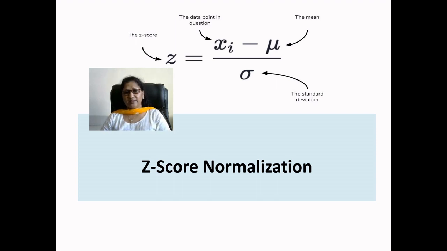The next type of normalization is Z-score normalization. We are learning three techniques for normalization. The second one is Z-score normalization. This is much easier if you look at the formula, because you have to simply substitute the values for mean and standard deviation. Using this, you have to compute a Z-score, that is a new range value.